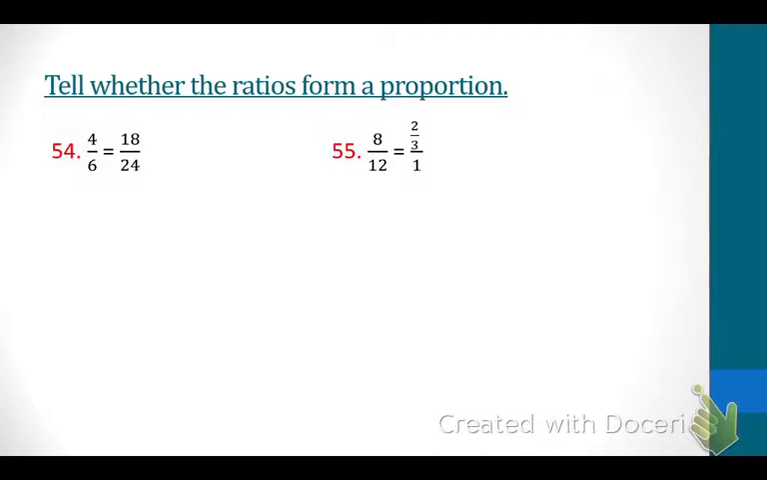For the next ones, it asked us to tell whether or not the ratios form a proportion. Who knows how to do a problem like this? What should I do, Trent? Cross product. Okay, we're going to do cross products. Trenton, keep going. Then you do 24 times 4. Then 6 times 18, and 24 times 4 equals 96, and 6 times 18 equals 108.